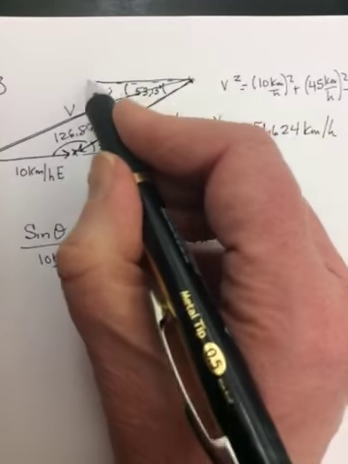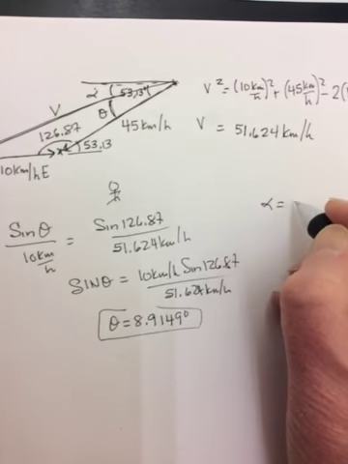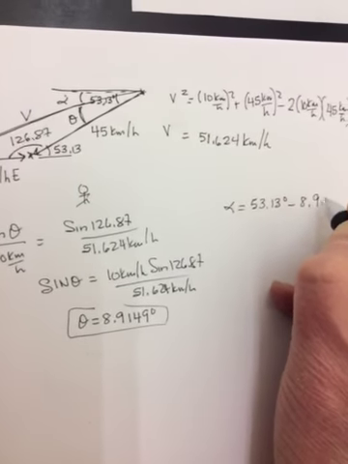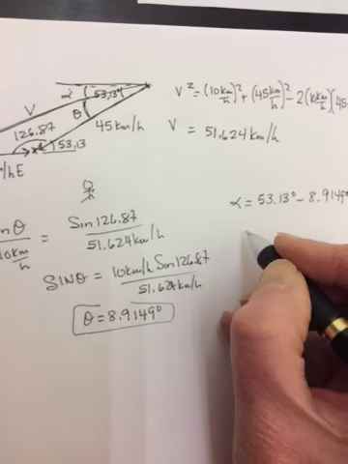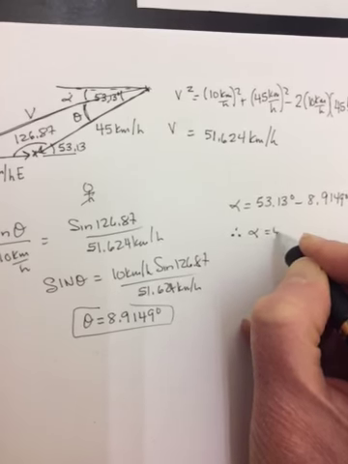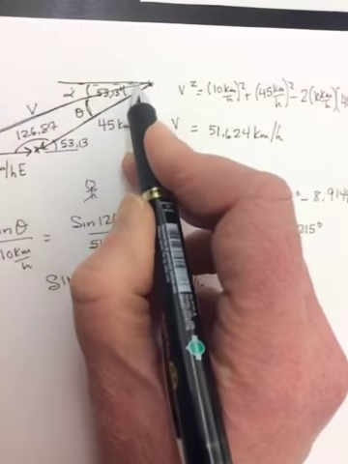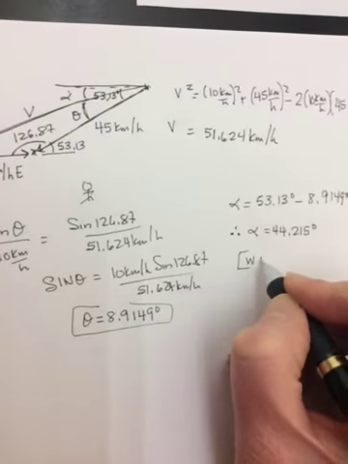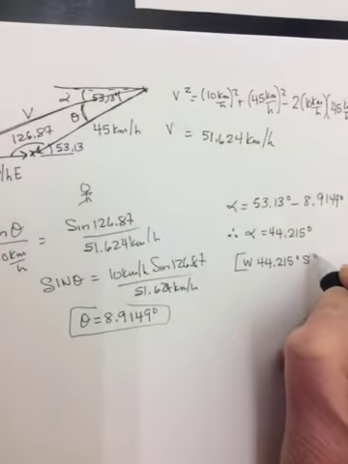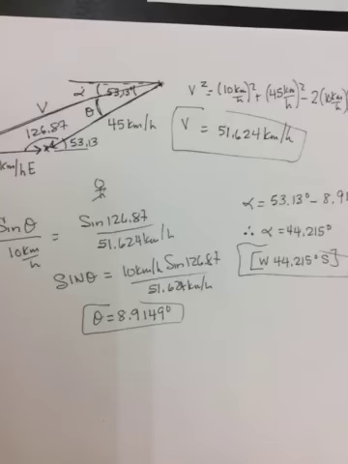But if you're going to give directions, you need it with respect to the east or the west. So we can find our other angle. It's going to be 53.13 degrees minus this 8.9149 degrees. And when you subtract that, you get that outside angle to be 44.215 degrees. So what would the direction be? We're measuring off the west, 44.215 degrees heading south. So this is part B. This is part A of number 3.